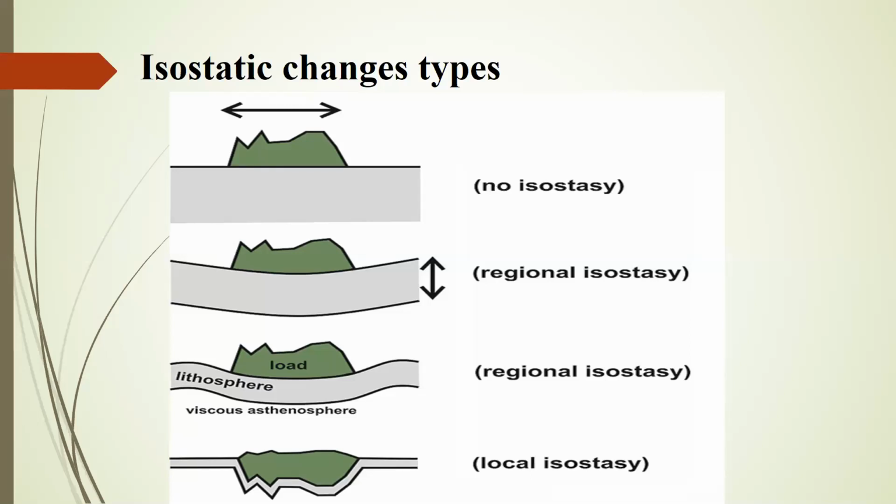Okay, the third one in the third figure is also known as regional isostasy. But what is the difference between the second and third one? The difference is the lithosphere can bend in any direction. It is caused by the density and viscous asthenosphere.